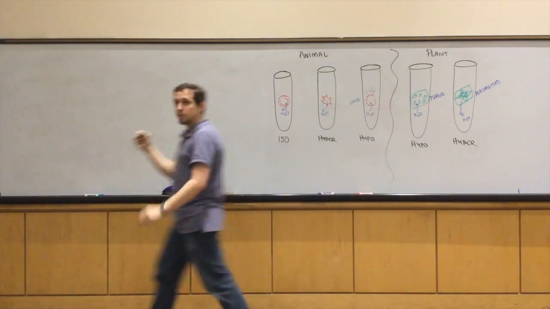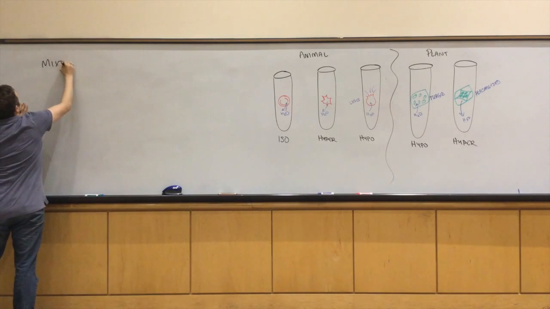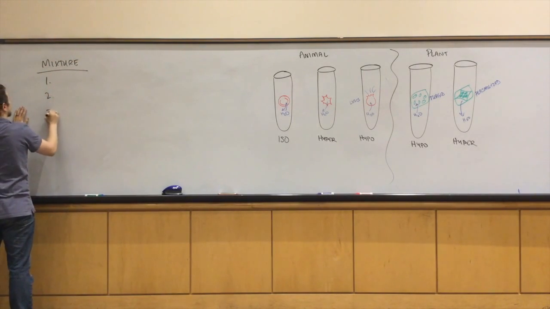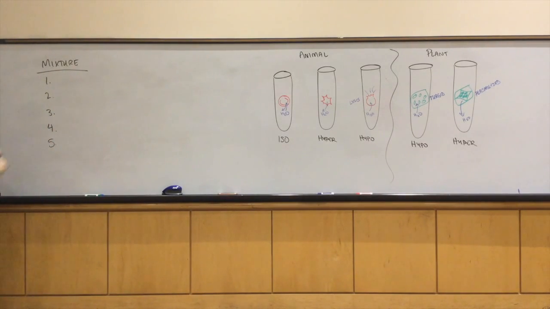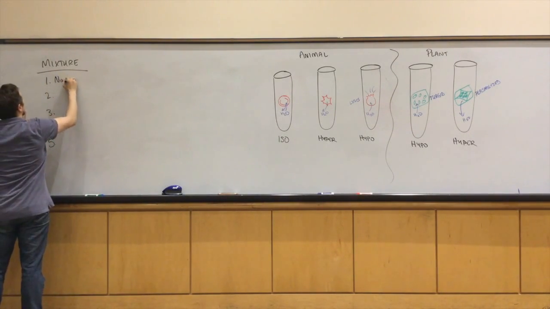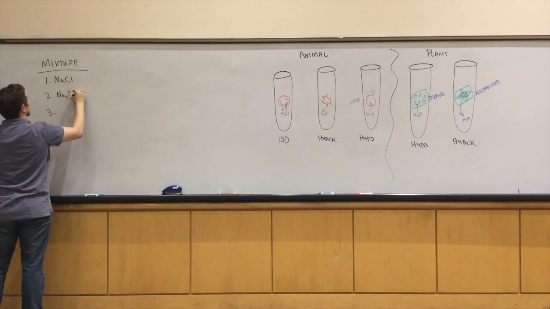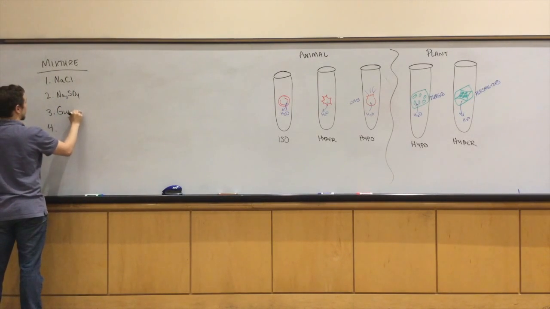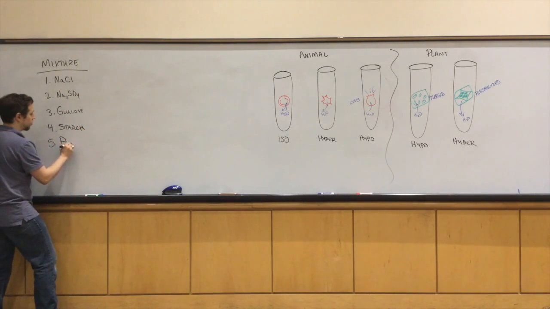So, in this, what you did was you had a mixture. And in this mixture, you had several different things: sodium chloride, sodium sulfate, glucose, starch, and protein.